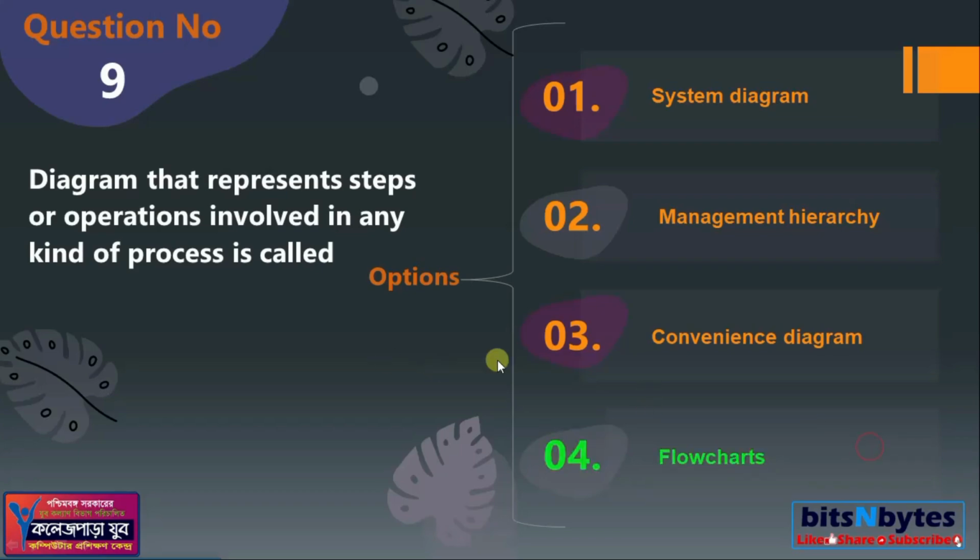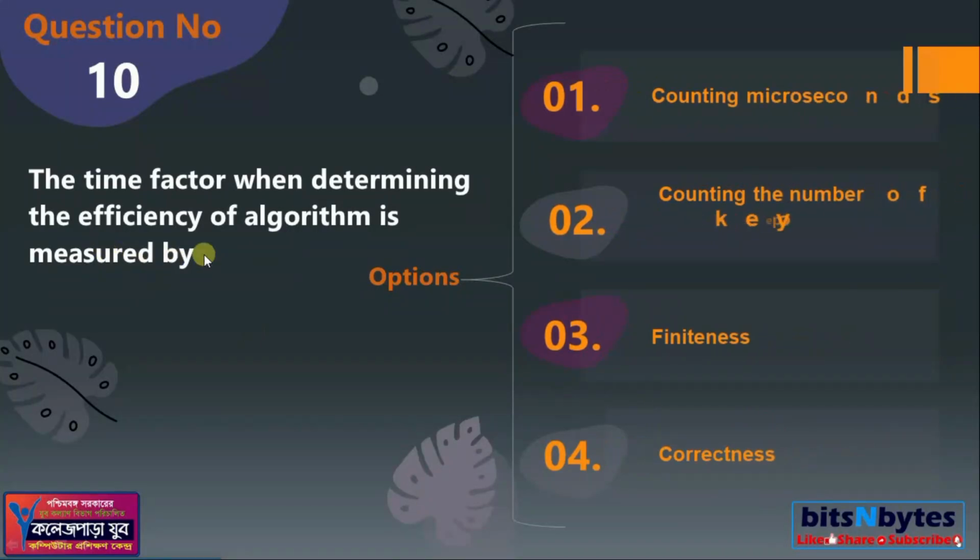Question 10. The time factor when determining the efficiency of algorithm is measured by 1. Counting microseconds. 2. Counting the number of key operations. 3. Finiteness. 4. Correctness. Answer: counting the number of key operations.